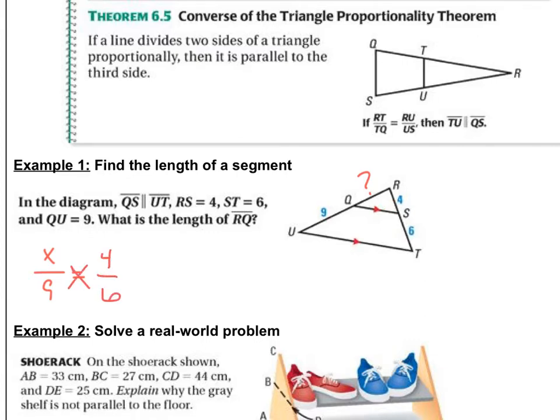We're going to do our cross multiplication. We're going to get 6x equal to 36. We are going to divide both sides by 6, and in this case we are going to find out that this side is equal to 6. So the missing side, QR, is 6. We can do that by using the first theorem there at the top of the page.